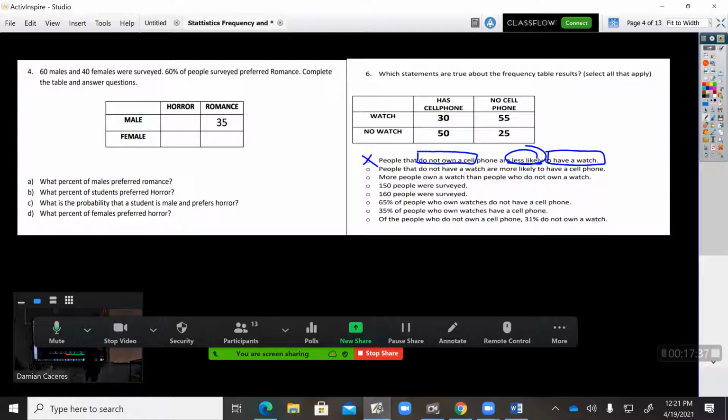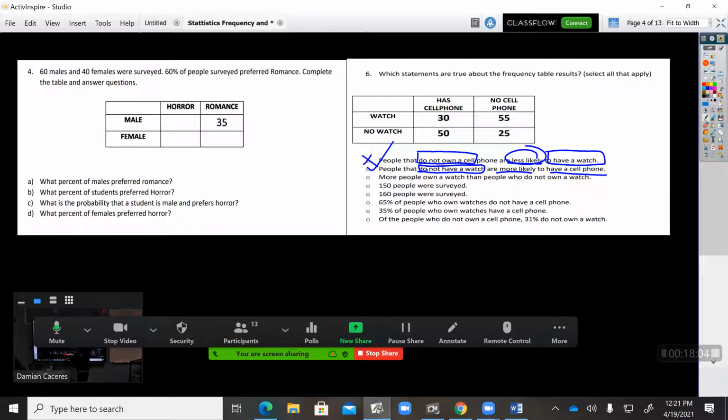Usually, if the first one's wrong, the second one's correct because both are related. So now let's look over here: people that do not have a watch are more likely to have a cell phone. If you don't have a watch, how are you going to tell time? By having a cell phone. So more likely is definitely correct. You understand what I mean by common sense? Now look at the next one.